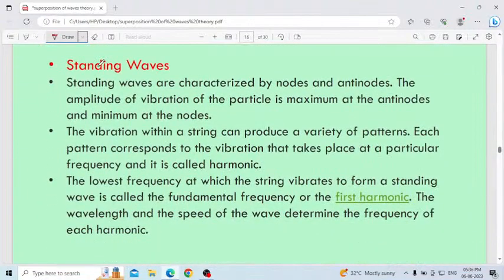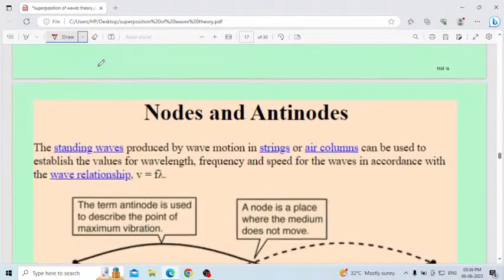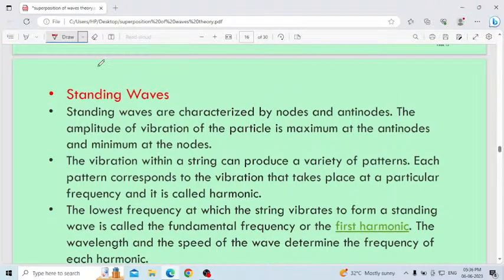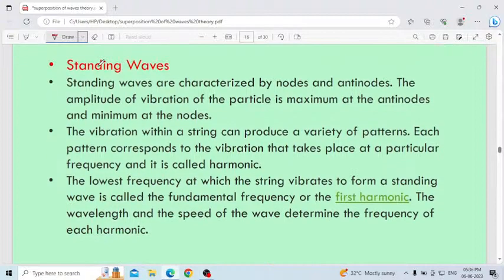Next one. What is meant by standing waves? Nodes and antinodes, one more time I mentioned here. I will move to the next one now. What is the characteristic of standing waves? Let us study here. Standing waves are characterized by nodes and antinodes. We will characterize standing waves based on the nodes and antinodes, where nodes have minimum amplitude, antinodes possess the maximum amplitude. That one you have to remember.